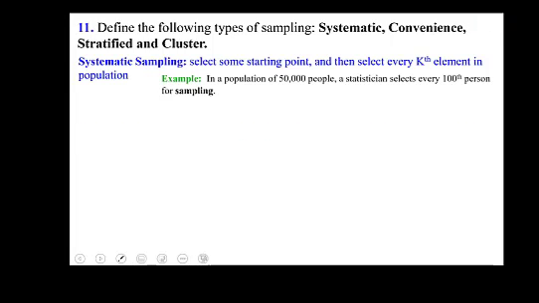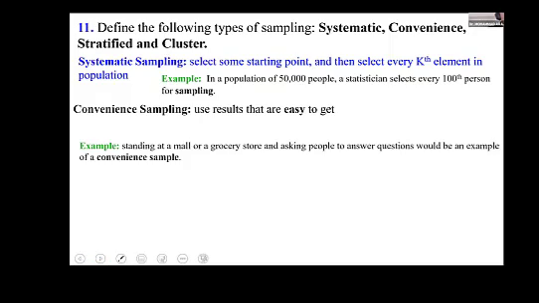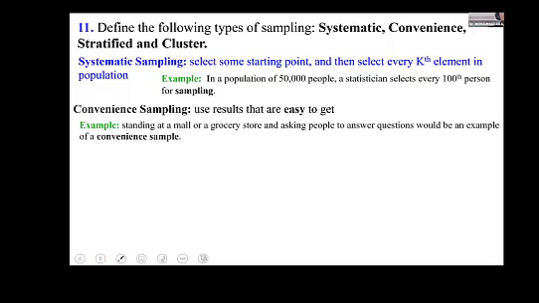We want to define the following types of sample: systematic, convenience, stratified, and cluster. Systematic sampling: select some starting point and then select every kth element in the population. Example, in a population of 50,000 people, a statistician selects every 100th person for sampling. Convenience sampling: basically, we use results that are easy to get. Here's an example: standing at a mall or a grocery store and asking people to answer questions would be an example of a convenience sample.